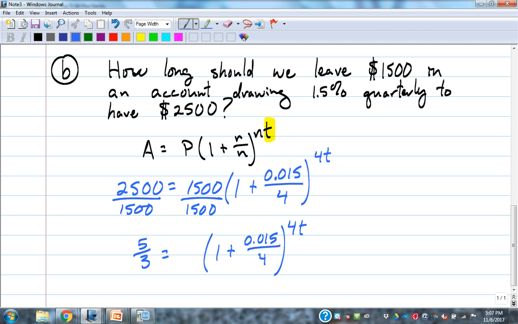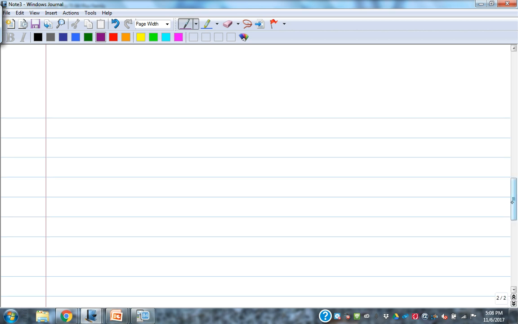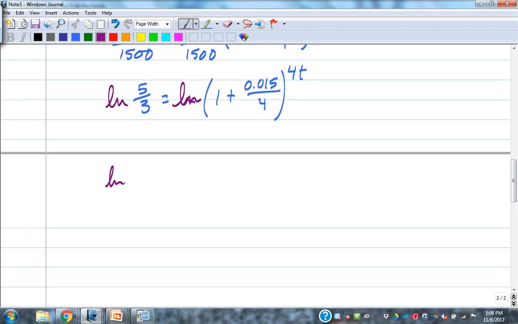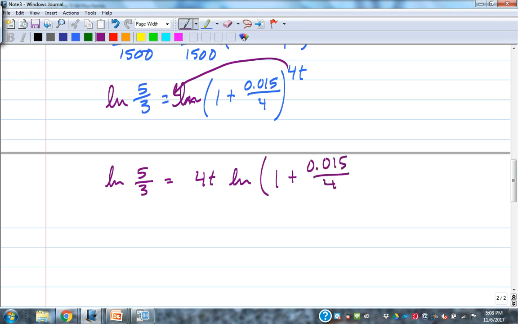So if the bases are not the same, what do we use to get the variable out of the exponent? The natural log. So we're going to take the natural log of both sides. So LN of both sides. Okay. So natural log of 5/3. And then that allows me to do this, drop that 4T down. So that's 4T, natural log of 1 plus 0.015 over 4. Again, that's just a number.